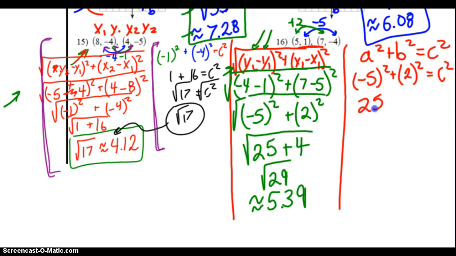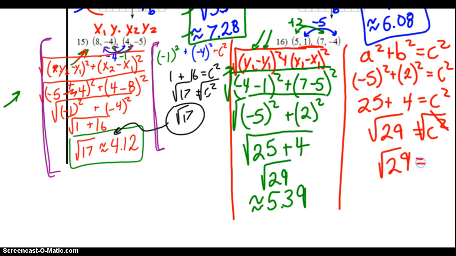This is 25. 2 squared is 4. Add them together, you get 29. And take a square root. And the square root of 29 is where we have to leave it. Or, I guess you could, again, put it in the calculator and get 5.39 just like before.